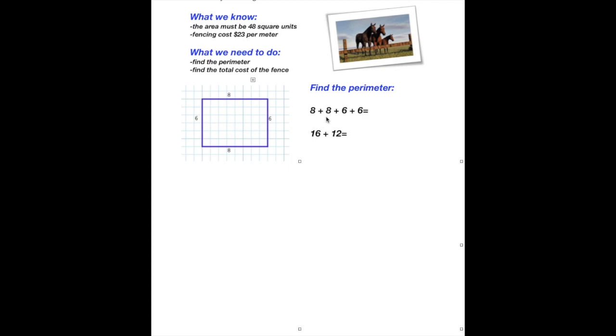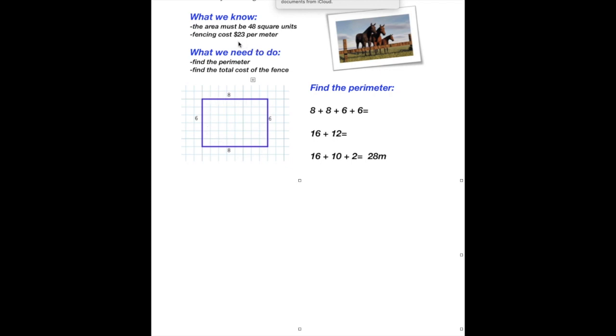Now I, in my math brain, decided to put the 8s together. That makes 16. Put the 6s together, that makes 12. You could add straight across. However it works for you, it doesn't really matter. Whatever your strategy is, as long as it works, we're good. So I put the 16 and the 12 together. I'm going to add on the 10s. 16 plus 10 is 26. Add on the 2s. That's 28 meters. Awesome. I found the perimeter of 28 meters.